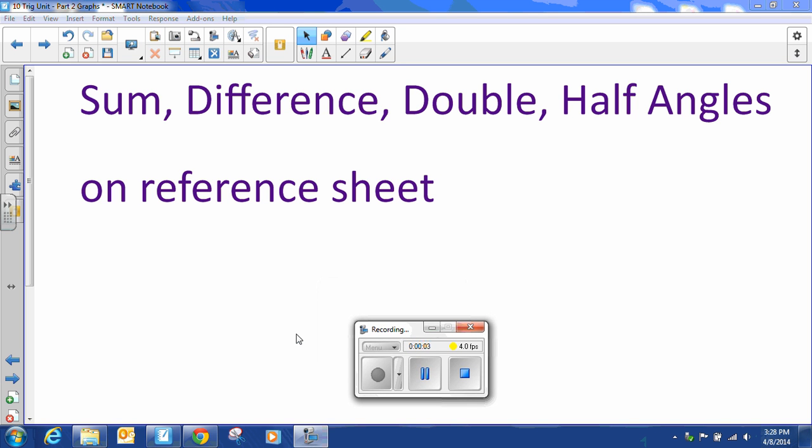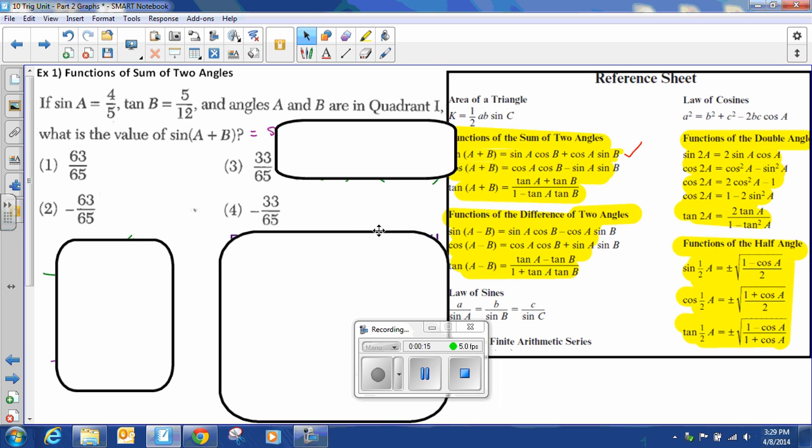Today's lesson, we will take a look at all of the functions of angles found on the reference sheets: sum, difference, double, and half angles. Let's start off by looking at our first example, which is the sum of two angles, as indicated by sine of A plus B. They give us a certain amount of information.